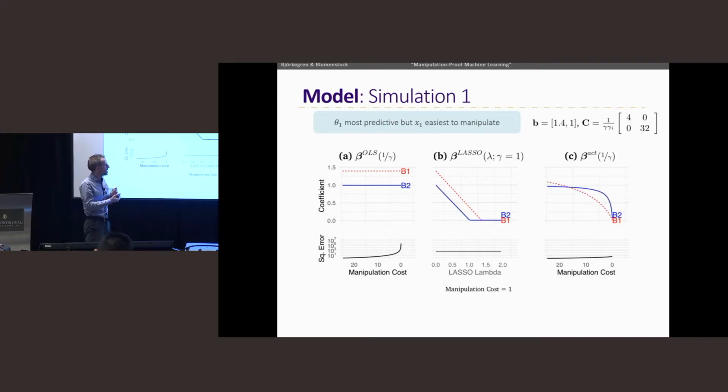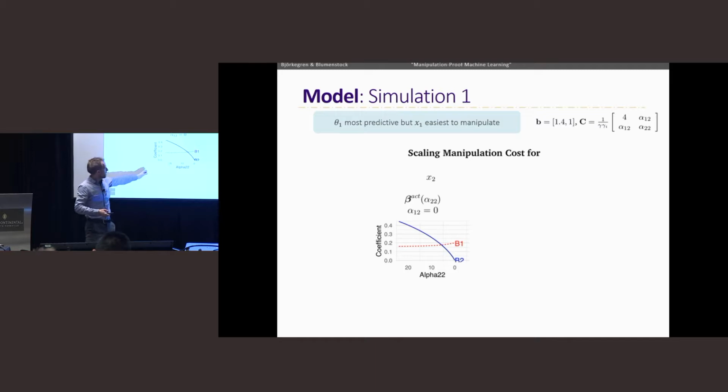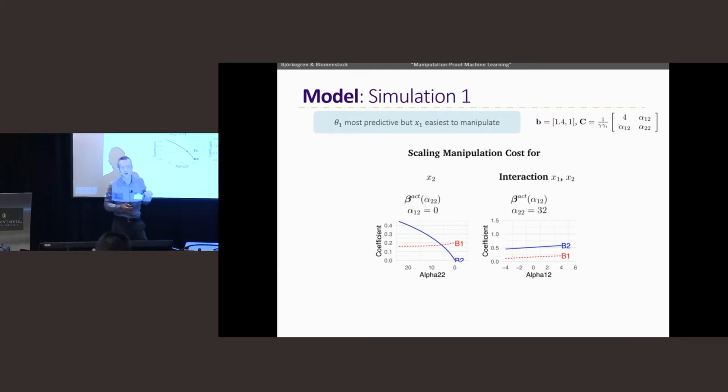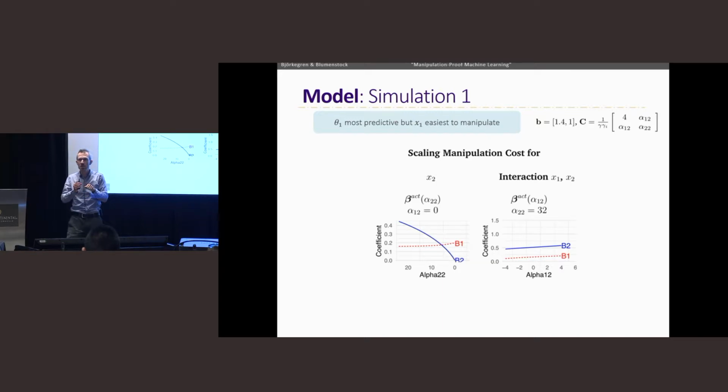Our method is going to weigh these things against each other. If manipulation is very costly, it's going to approach OLS and put weight on x1. If manipulation becomes very cheap, it's going to shift weight to x2, even though in the baseline environment that was not the most predictive feature. If we instead make x2 cheaper to manipulate, you can see that our method is going to reduce the weight on it and also increase some of the weight on x1, compensating for that. It'll also account for any cross-diagonals or off-diagonals, so it's going to use the information about the substitutability or complementarity of these features.